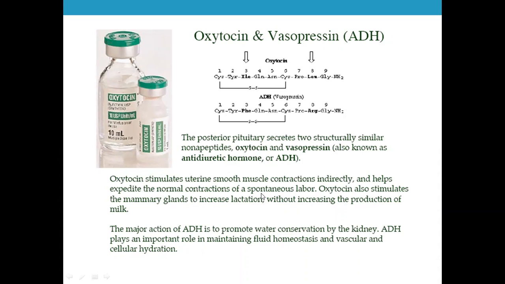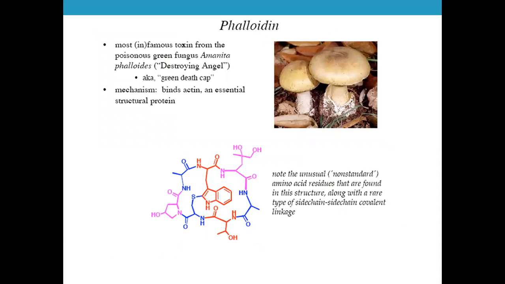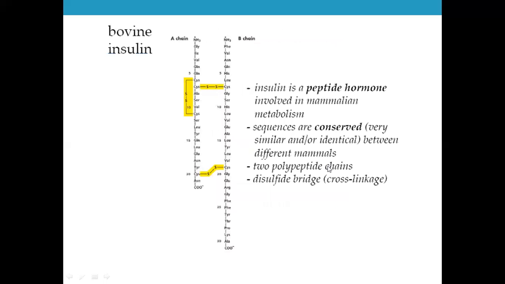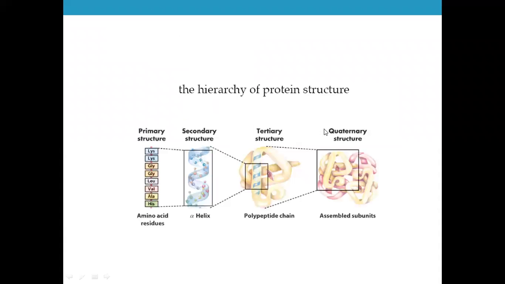So these are some examples of short polypeptides or peptides having therapeutic functions. Then you have short peptides that you can find in some fungus, and then aspartame, that's an artificial sweetener. It's also a peptide structure that I'll ask you to identify later. And then you have your bovine insulin. It's a peptide hormone involved in metabolism and so on.